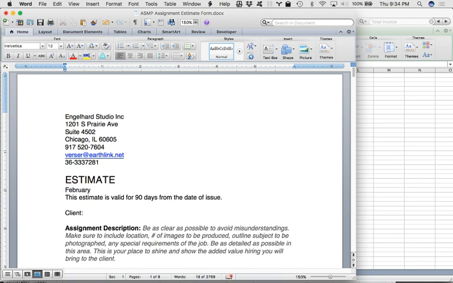F-E-B-R-U-A-R-Y. Everything gets spelled out completely. There's no abbreviation in this, and the month is always named. So it is going to be the 15th, comma, 2008. I like this line: estimate is valid for 90 days from the date of issue, which you're telling them right now. So the client in here, we said this is going to be for Lord & Taylor.